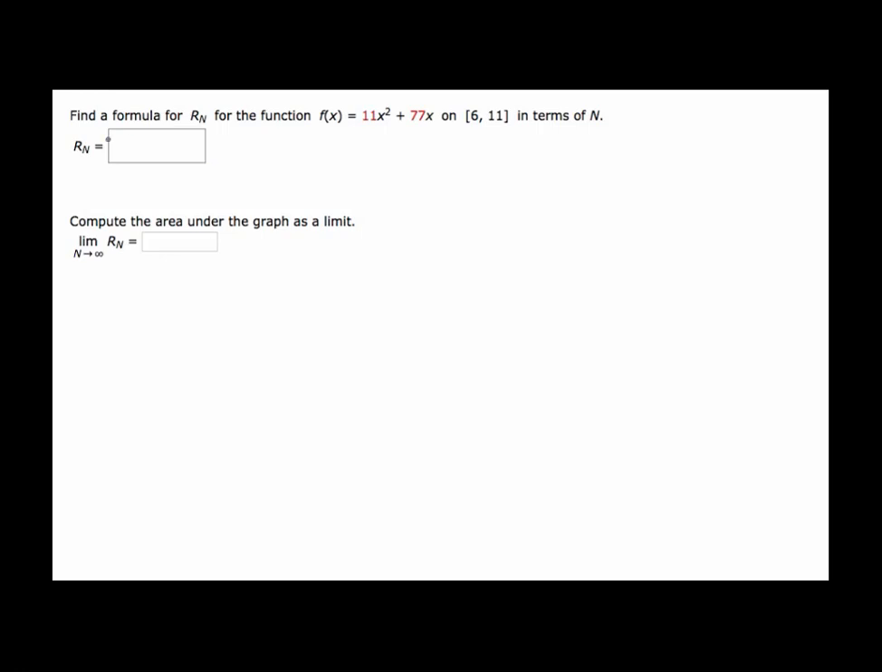It takes a lot of work to get to Rn, and then to get from here to here, that's just one single step where you actually take the limit. All right, so to find Rn, first let's draw a picture just to get a visual on this.